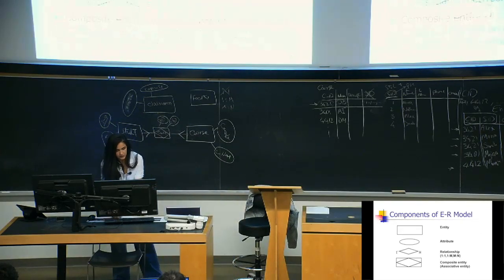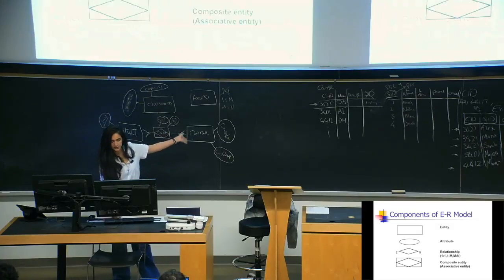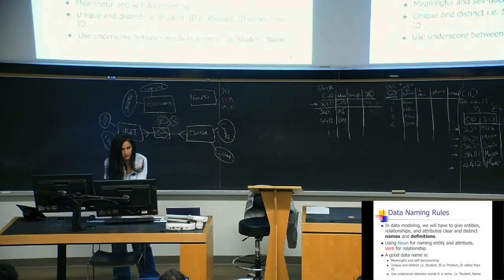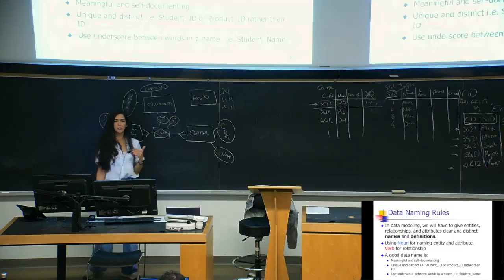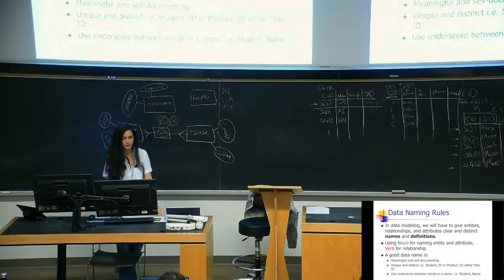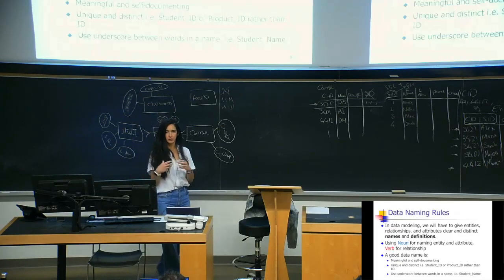We explained associative entities. You know all these signs right now. Data naming rules. We have to give entities, relationships, etc. the name. That is clear. And most of the time we use a noun for the entities, right? Because entities are things, places, people, so they are often the noun. And a verb for relationships, because they represent an action or a relationship, right?